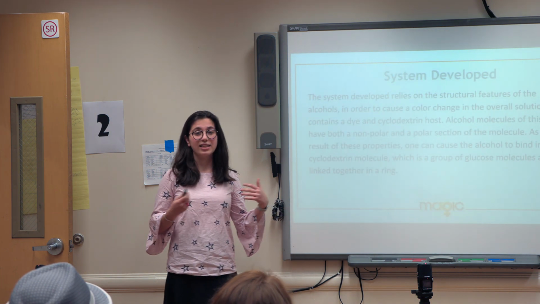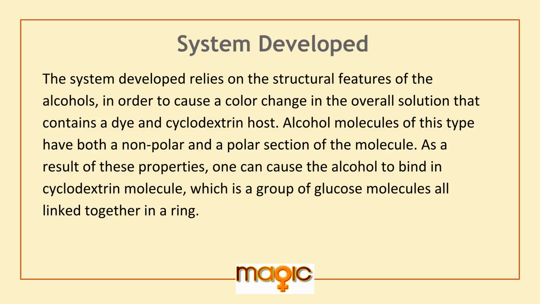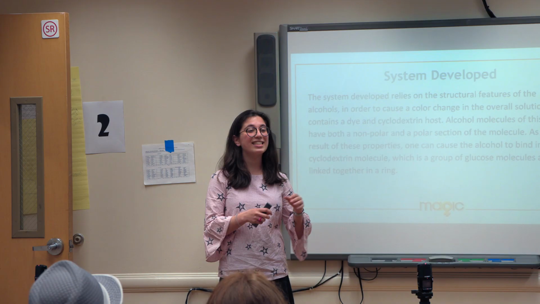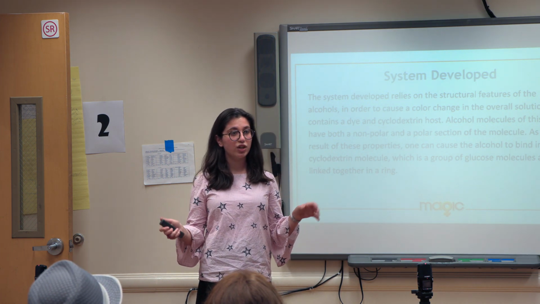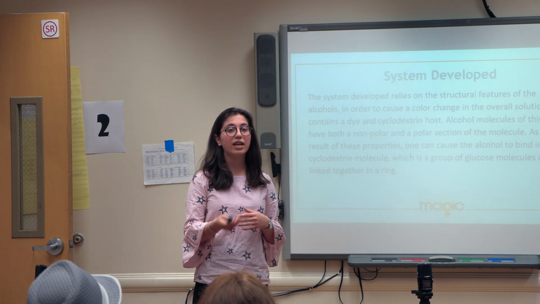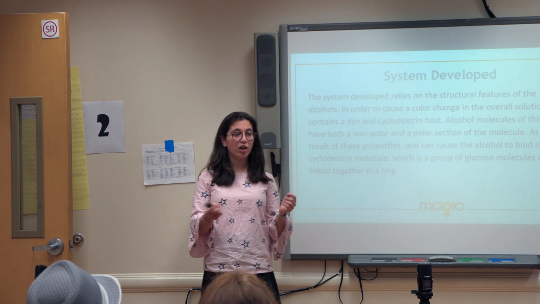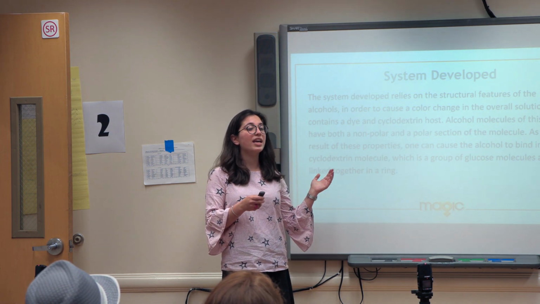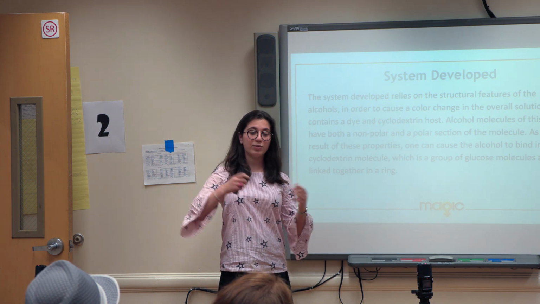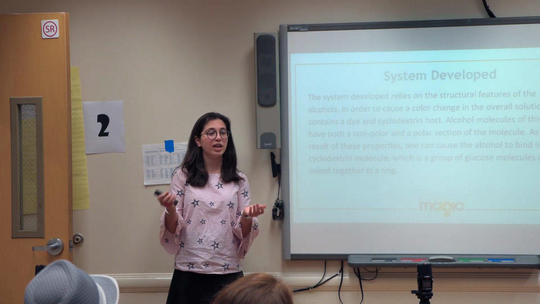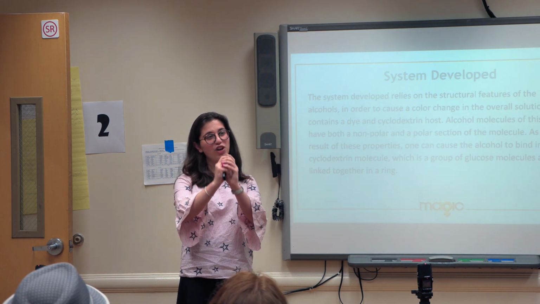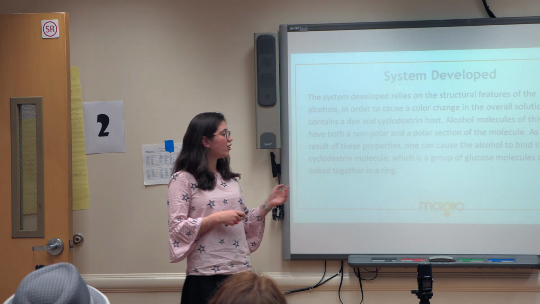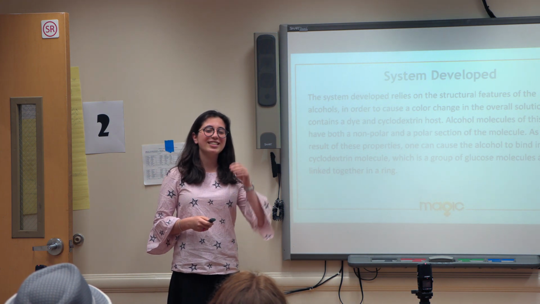So the system, as I said before, relies on the polar and nonpolar qualities of the molecules that we use. So alcohol is a molecule that has a nonpolar section as well as a large polar section. So this is very important when we're working with cyclodextrin, which is a ring molecule, a sugar ring, which is very, very nonpolar. So as we know, water is polar, so when you put the cyclodextrin within the water molecules, they form a sort of tunnel shape. I actually have pictures that I'll show later of this cyclodextrin.